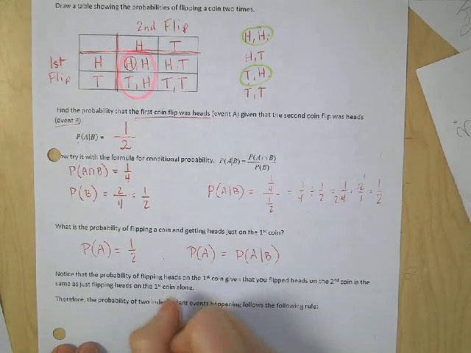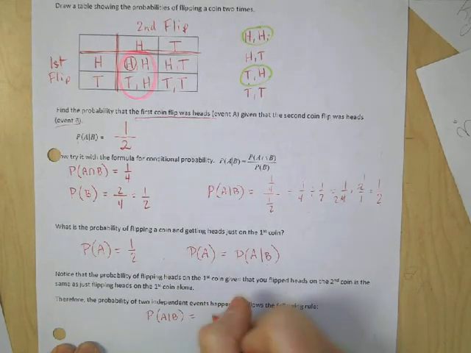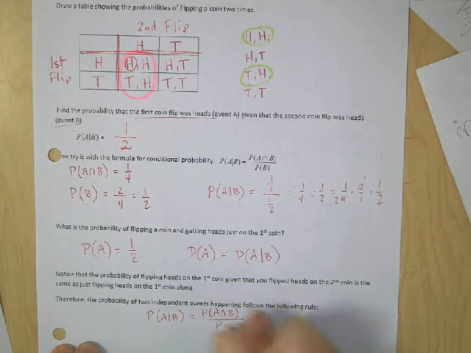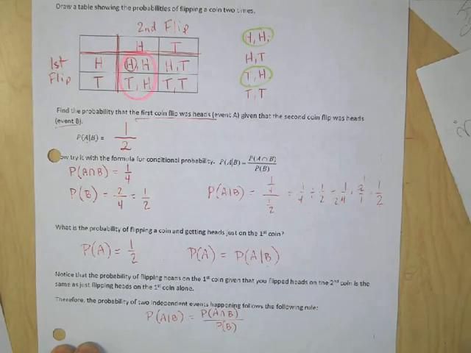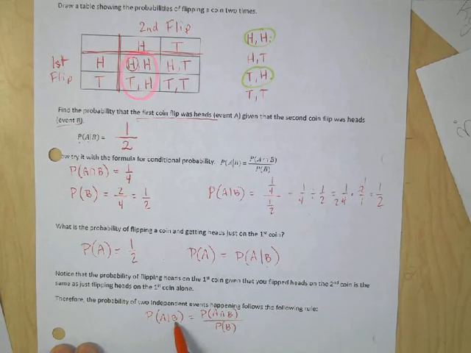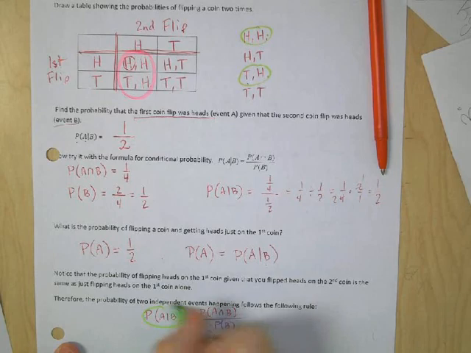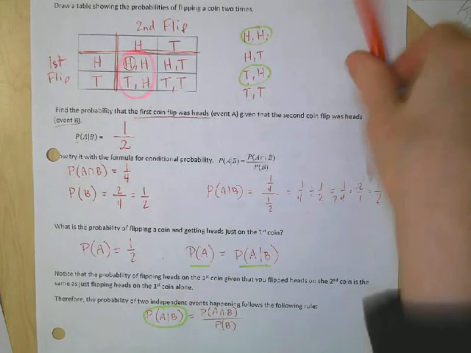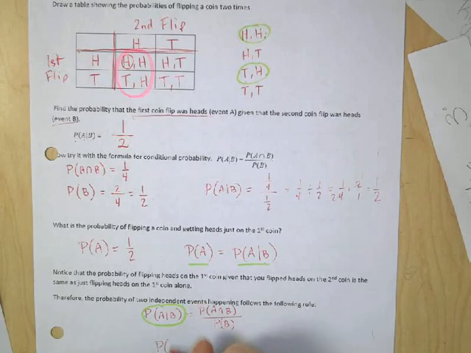All right, so we have the probability of A given B is equal to the probability of A and B divided by the probability of B. That is our formula. But we know that the probability of A given B for independent events happens to be the same as just the probability of A. So I'm going to substitute in probability of A here. They equal the same thing.